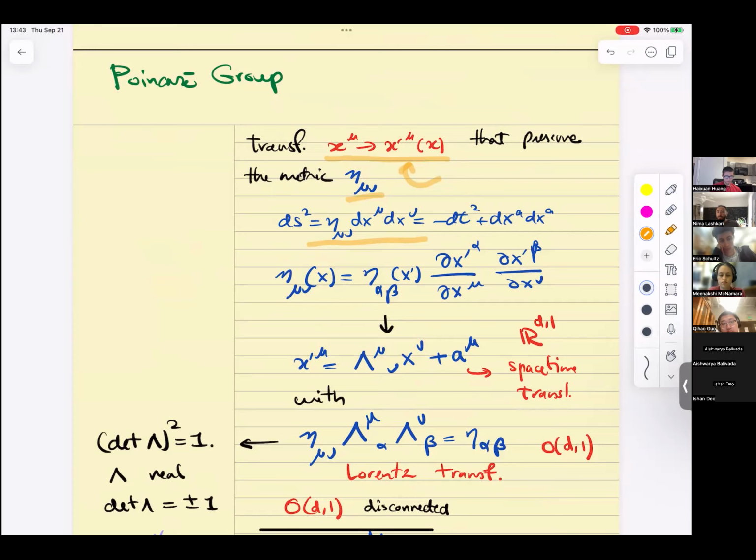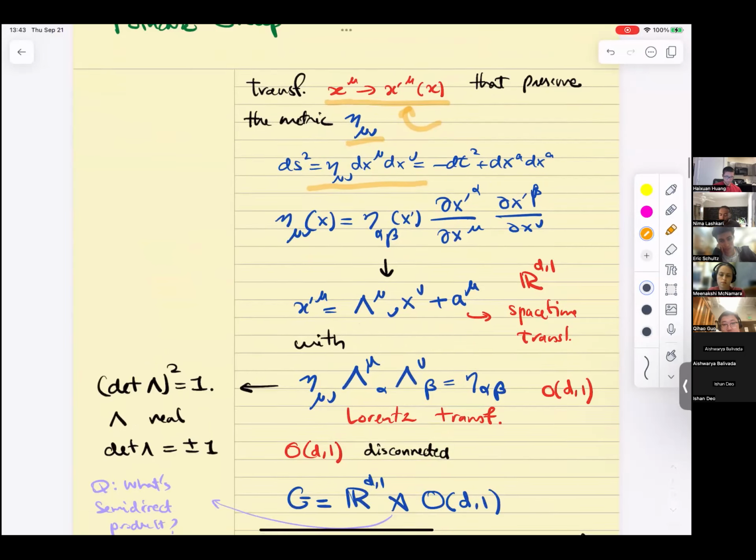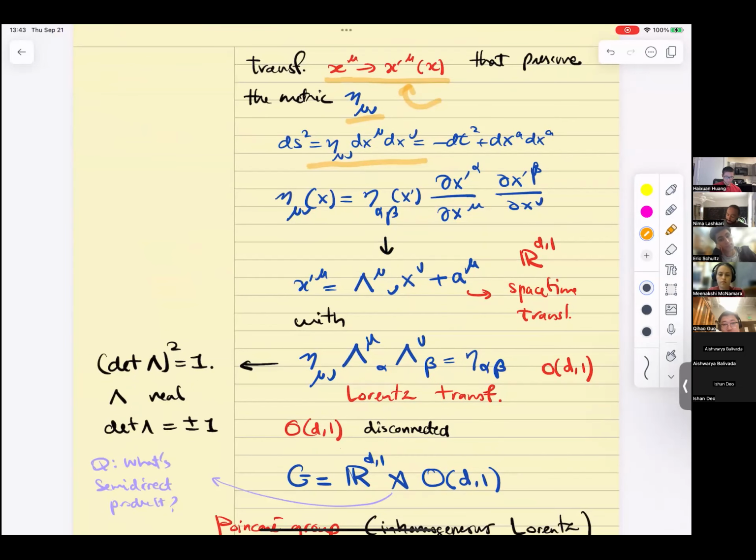The proper distance between me and another friend of mine in Andromeda Galaxy, I don't know how we met, is invariant under Poincare transformations, right? So it's not hard to see that the set of such transformations could be written in this form, where these are translations, right? And these are the Lorentz transformations.